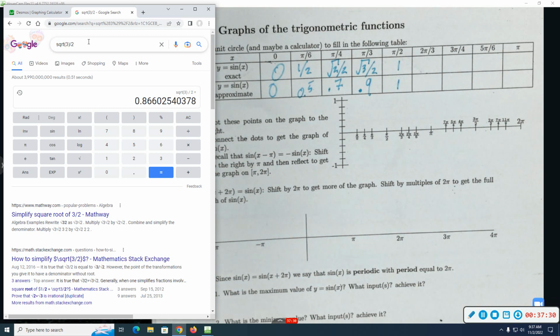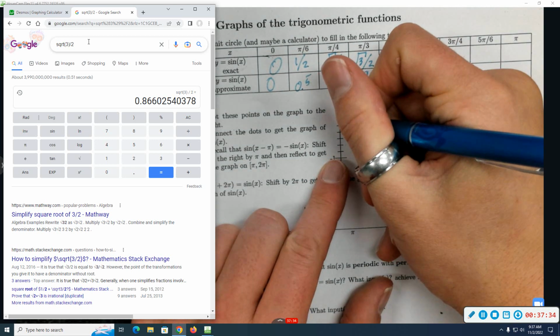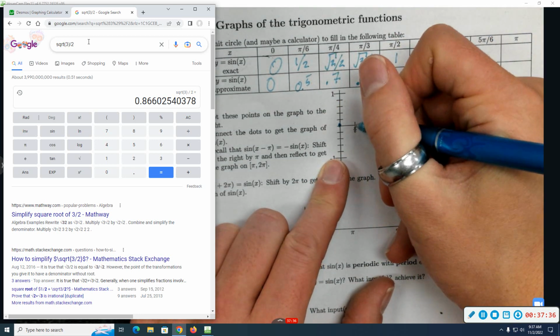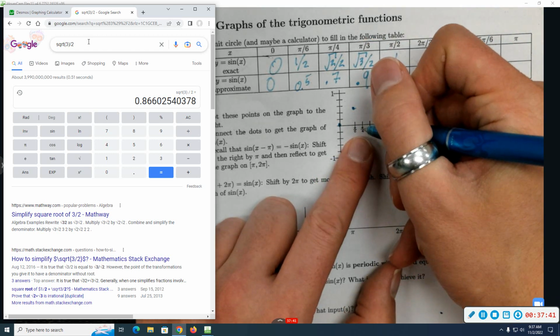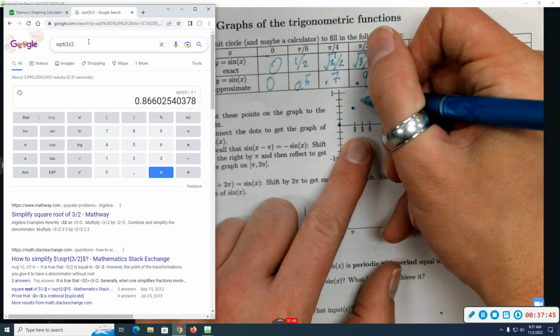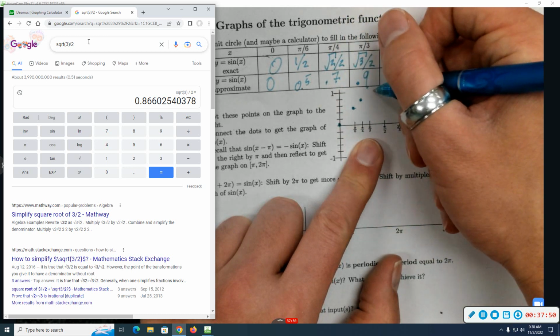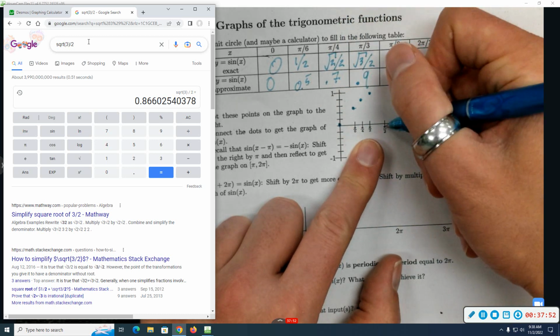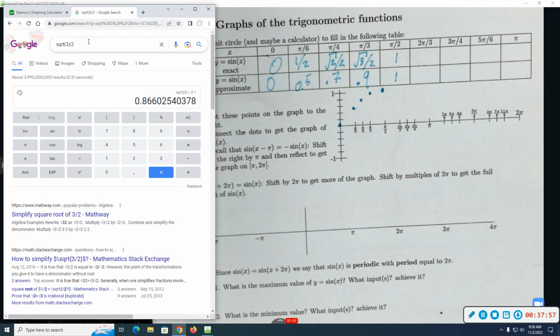So let's plot those points at least. That'll give us something. Sine of 0 is 0. Sine of pi over 6 is 1/2. Sine of pi over 4 is about 0.7. So let's see, there's 0.5, 0.6, 0.7. Sine of pi over 3 is 0.9. Sine of pi over 2 is 1. So there's something anyway. We can fill out the rest of this table too, right?